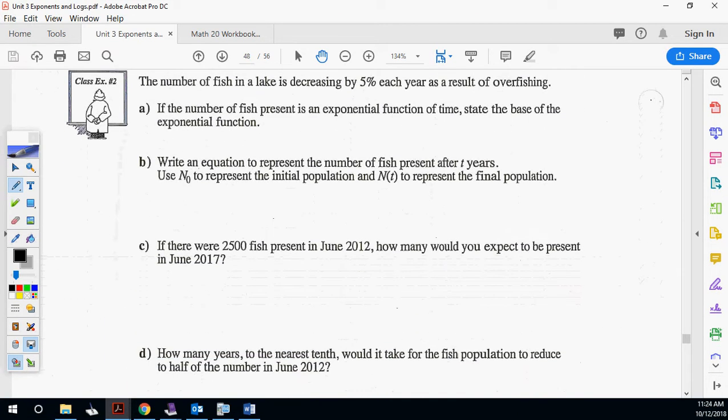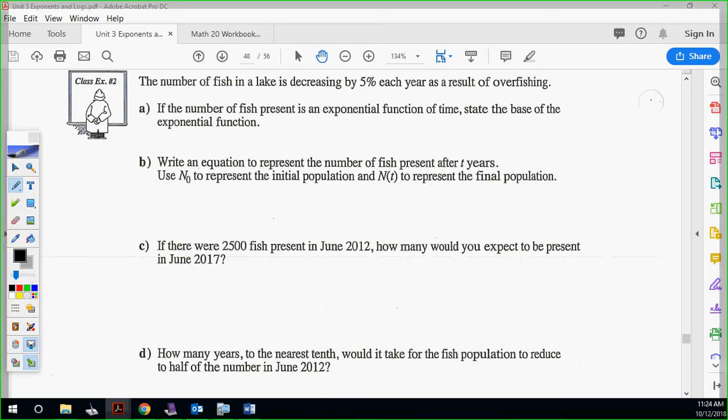All right, so let's look at example 2 here. The number of fish in the lake is decreasing by 5% each year as a result of overfishing. If the number of fish present is an exponential function of time, state the base of the exponential function. So the base of it, that means your b. What's your b if it's decreasing 5%?